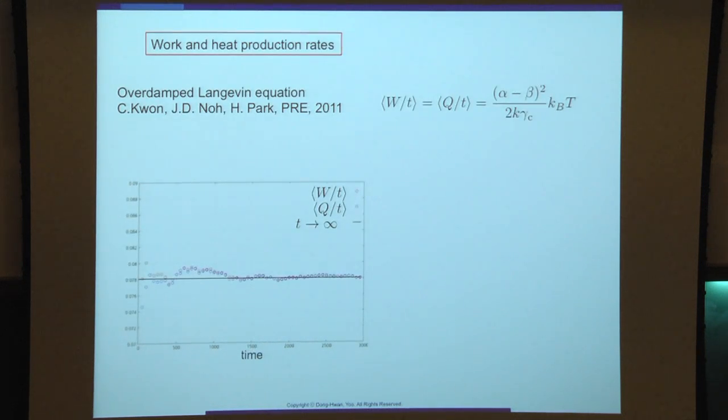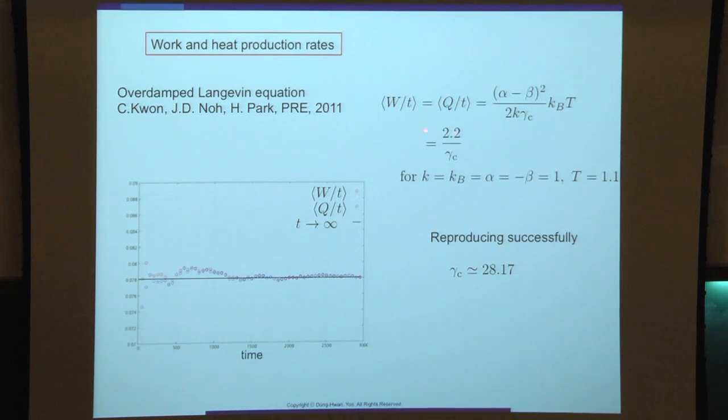Next one, maybe I'm going too fast. There is another important thing: work and heat are produced incessantly in the non-equilibrium steady state. In the previous study of ours, by me, Jedong and Young-Ki Park, we were able to derive the work production rate and heat production rate, and this is the value as time goes to the infinity limit. Using the parameters we use, this is supposed to be 2.2 divided by gamma C. When you compare with the simulation data, we reproduced this gamma C very successfully. It's 28 point something, so everything is consistent.